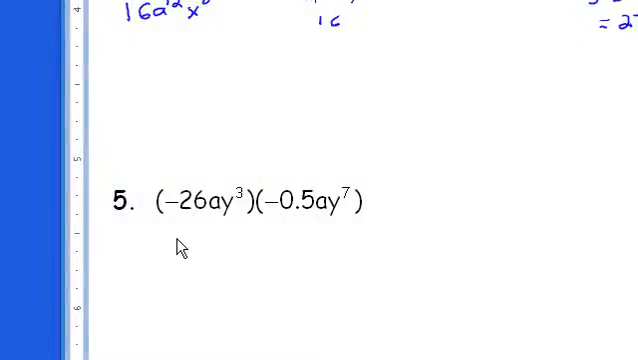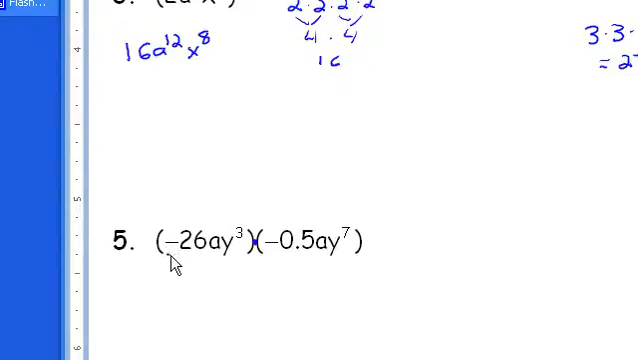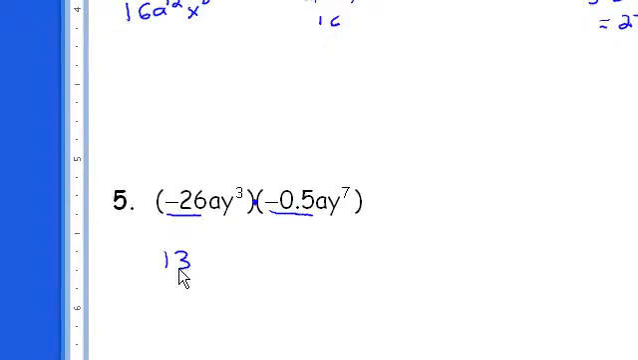Okay, let's come over to number 5. It's a multiplication problem, so we need to keep in mind that if we run into any exponents, we must add them. So first let's start with our scalars, with our numbers. Negative 26 times negative 0.5 is 13.